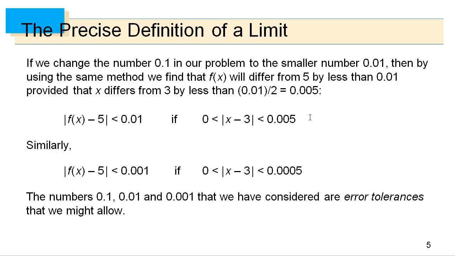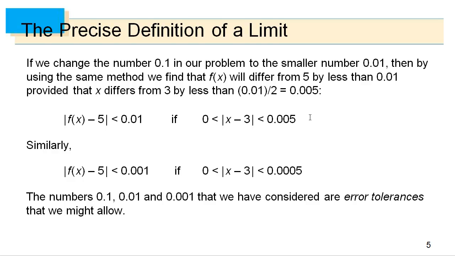But what if we want the original number to be 0.001? Then when you divide that by 2, you get 0.0005, and so on and so on. So these arbitrary numbers that we started with, 0.1, then 0.01, then 0.001, they're getting smaller and smaller, right? These are considered our error tolerances, or how far off we can be from that limit L that we're trying to zero in on, in this case, the number 5.